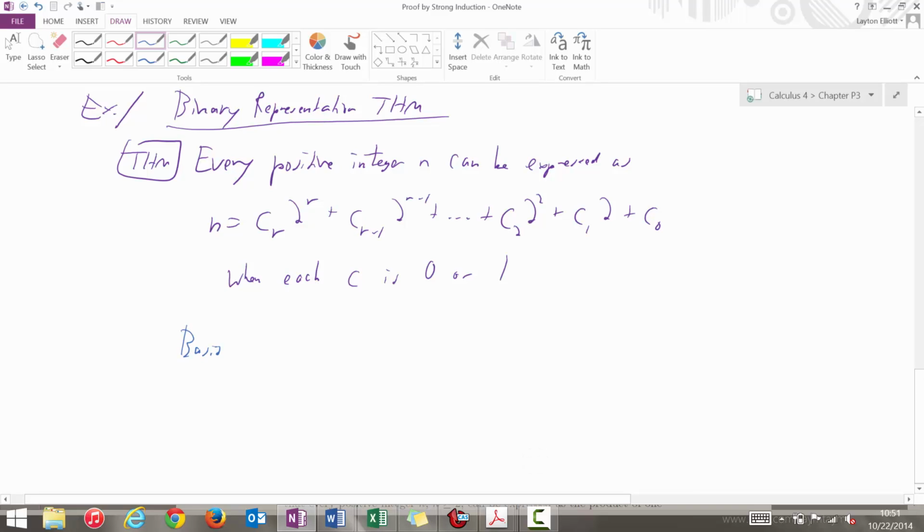Your basis case of n equals 1 means just that c sub 0 is 1 and all the rest of them are zeros. Your inductive hypothesis is to assume that every integer up to k has a binary representation.